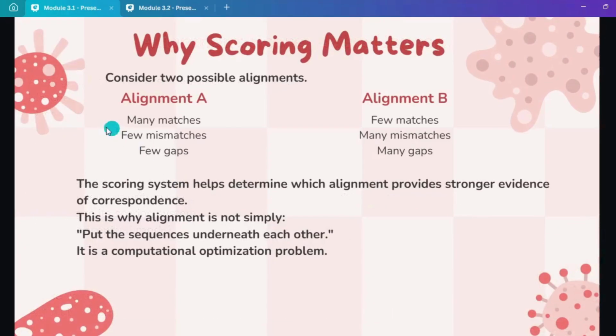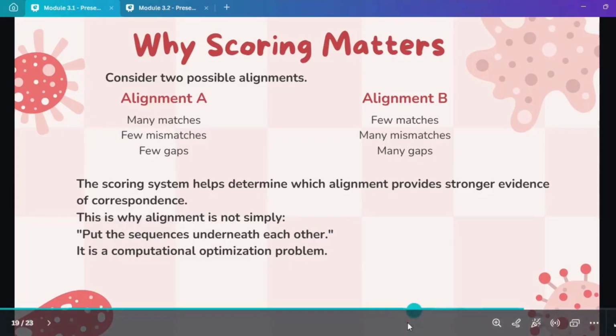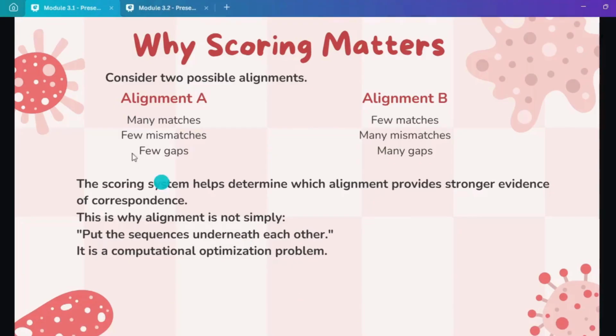Now, coming to the main thing, why this scoring matters. Consider two possible alignments. Alignment A has many matches, few mismatches, and few gaps. Alignment B has few matches, many mismatches, and many gaps. Based on these, we can calculate the score, and the scoring system helps to determine which alignment provides stronger evidence of correspondence.